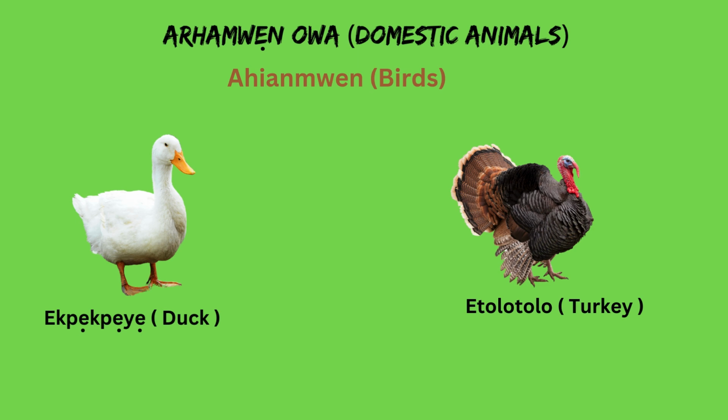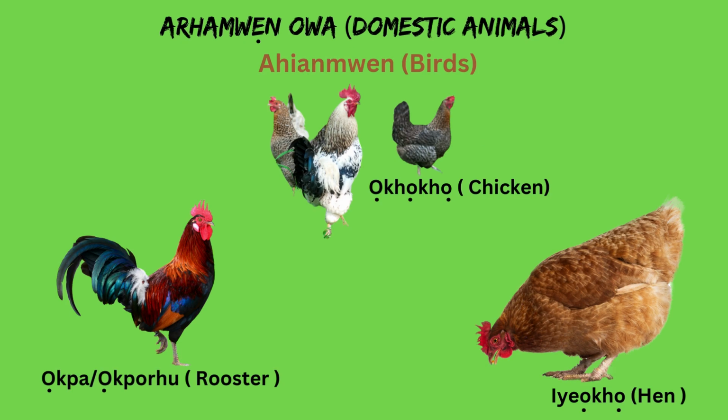Ahiame. Remember from our last lesson, ahiame means bird. So these are domestic birds. Ekpekpeye is the duck. Etolotolo is the turkey. More domestic birds. Ohoho is a generic name for chicken. So it doesn't matter if it's male or female. If you're grouping it, you say ohoho. But when we want to differentiate them, the rooster, the male chicken, is called okpa or okboru. Then the hen is called iyoho.